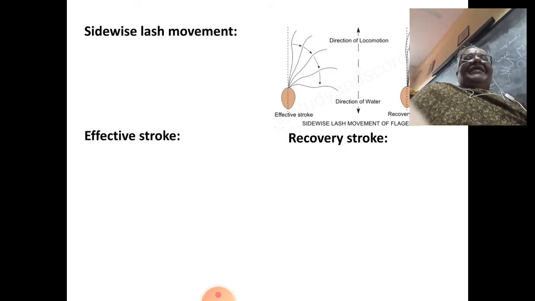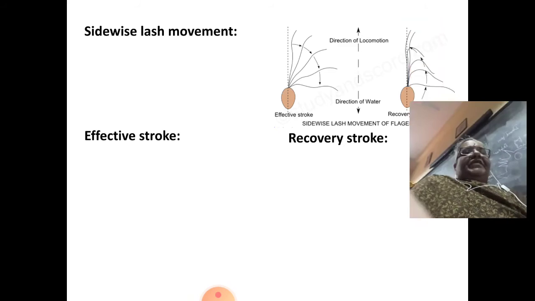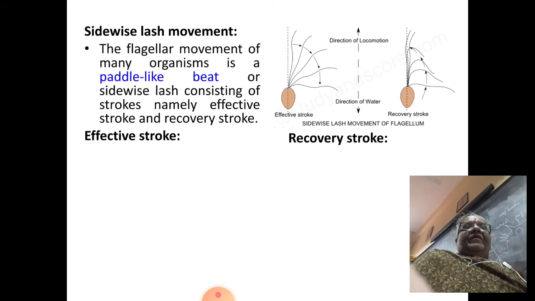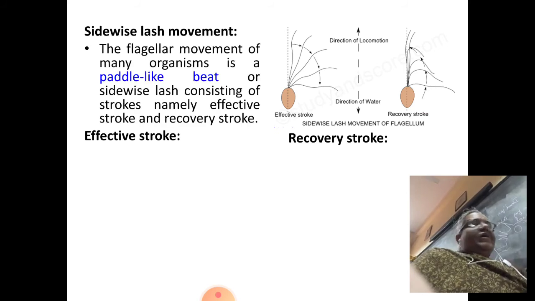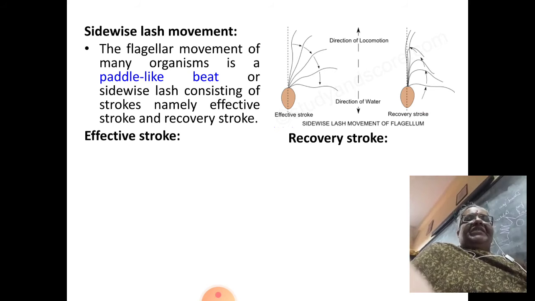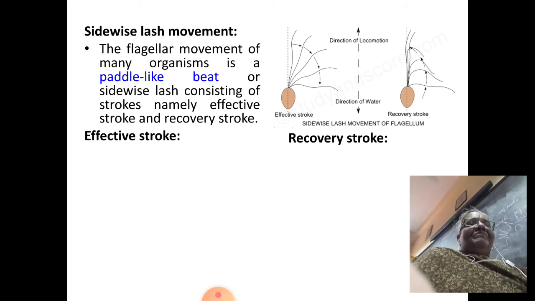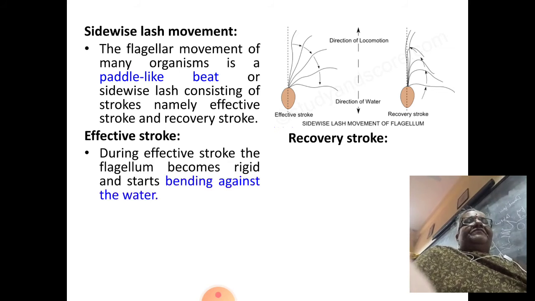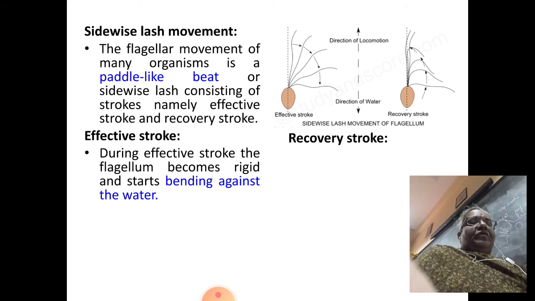Then the sidewise lash movement is also seen. The flagellar movement of many organisms exhibits paddle-like beat or sidewise lash consisting of two types of strokes, namely effective stroke and recovery stroke. So, the first one is the effective stroke and the second one is the recovery stroke, and let us see what happens when.